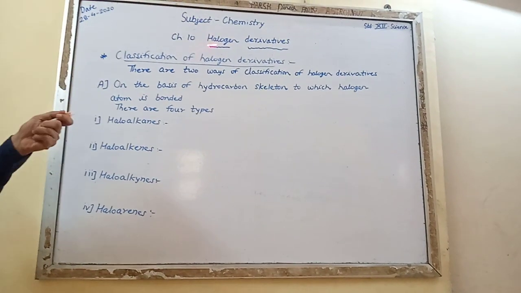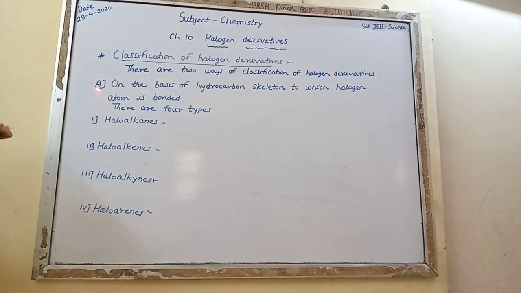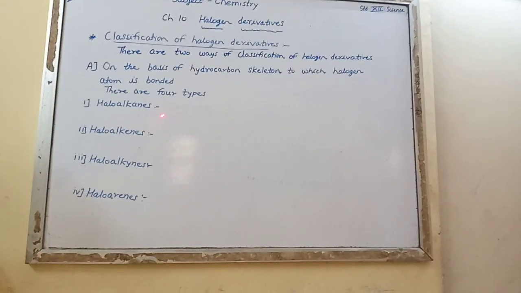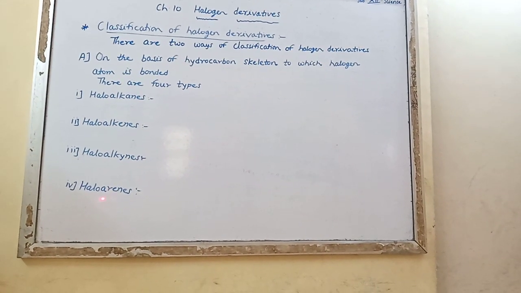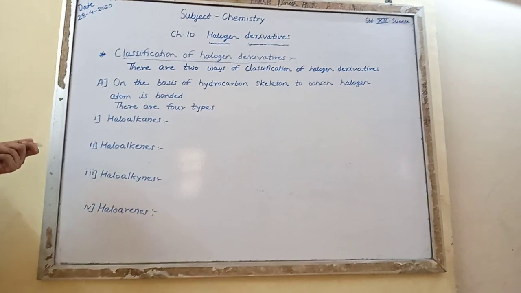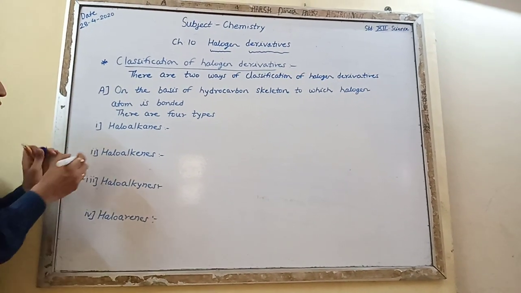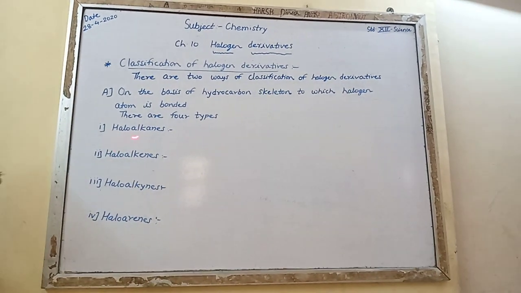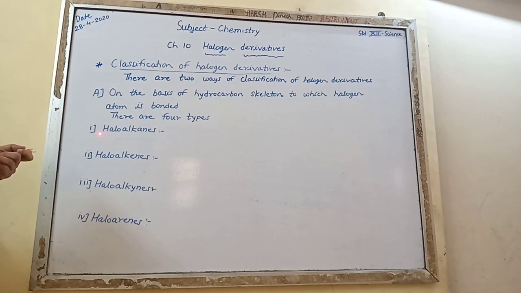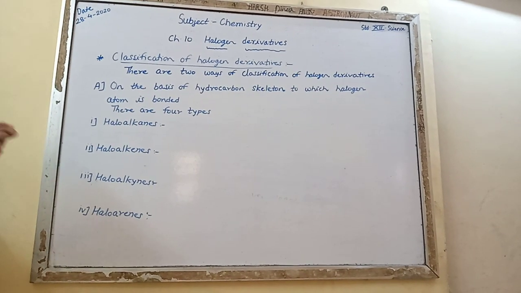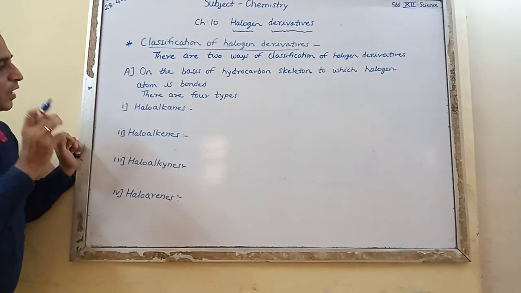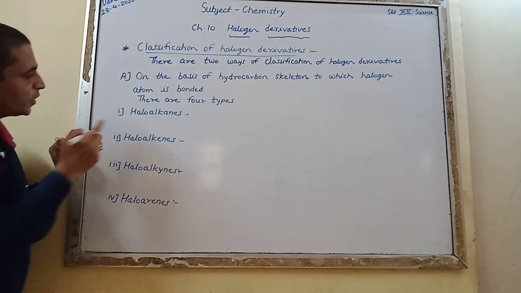Now come to the classification. Classification of halogen derivative. There are two ways of classification of halogen derivative. First, we will consider A, on the basis of hydrocarbon skeleton to which halogen atom is bonded. You know hydrocarbons like alkanes, alkenes, alkynes and arenes. Aromatic hydrocarbons are called as what? Arenes. So you get different halogen derivatives from these hydrocarbons. There are four types. One is haloalkane, second haloalkenes, third one haloalkynes, and fourth one is haloarenes. Haloalkane means what? When hydrogen atom of alkane is replaced by halogen atoms, they are also called as halogen derivatives of alkane.